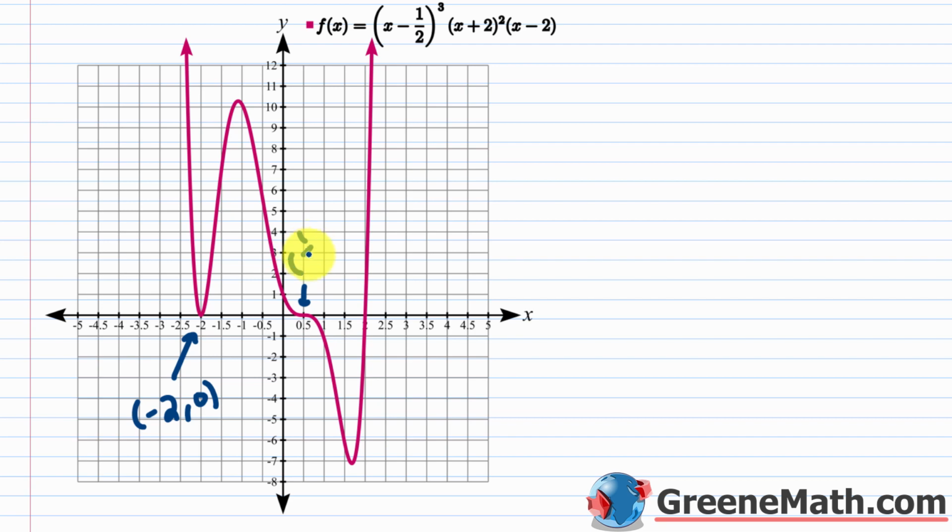You can put 1/2, comma, 0, or again, you could use 0.5 if you want. That's just going to be personal preference. And then this one right here is going to be for 2, comma, 0. Again, the multiplicity there is 1. Notice that it doesn't flatten out there. It crosses through, but it just crosses straight through. It doesn't flatten out in any way. So that's just something you need to understand when you're looking at your zeros and you're planning on how you're going to set those up when you sketch your graph.